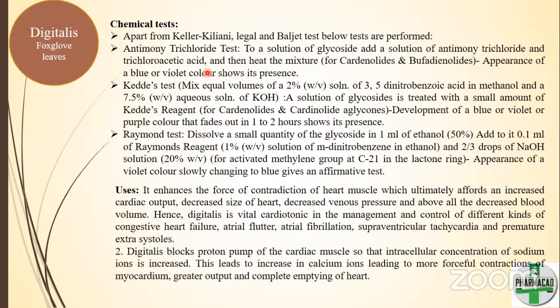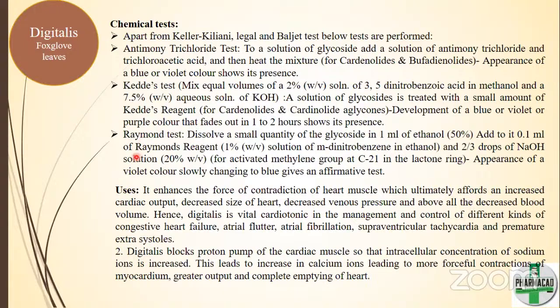Then there is Kedde's test. Okay, what happens? This antimony trichloride is for bufadienolide and cardenolide both. Whereas in Kedde's test, you mix equal volumes of 3,5-dinitrobenzoic acid in methanol and a 7.5% aqueous solution of KOH. A solution of glycosides is treated with a small amount of Kedde's reagent. That is nothing but this. Okay, this is the Kedde's reagent. Development of a blue or violet color, okay, violet or purple color that fades out in 1 to 2 hours will show the presence of cardenolide.